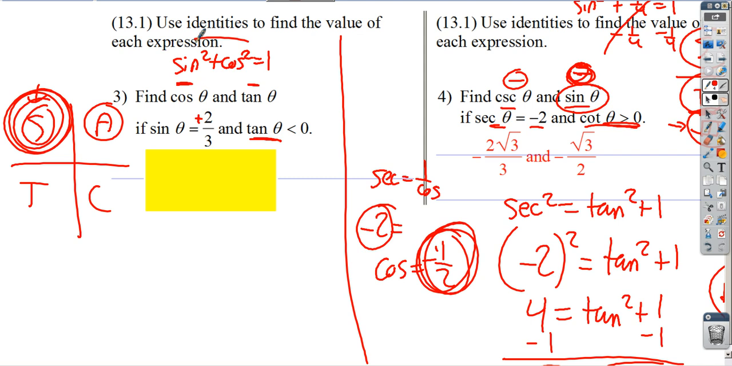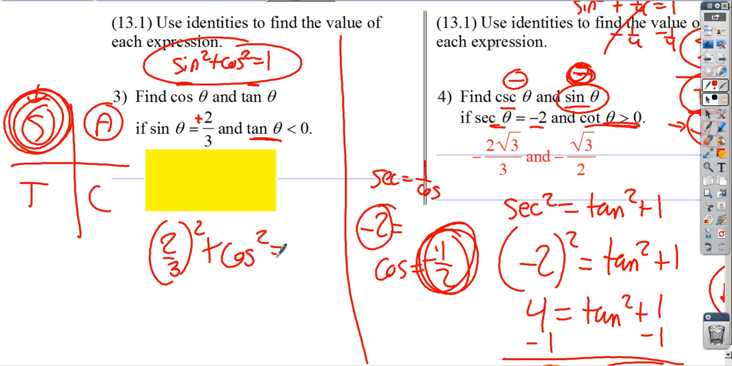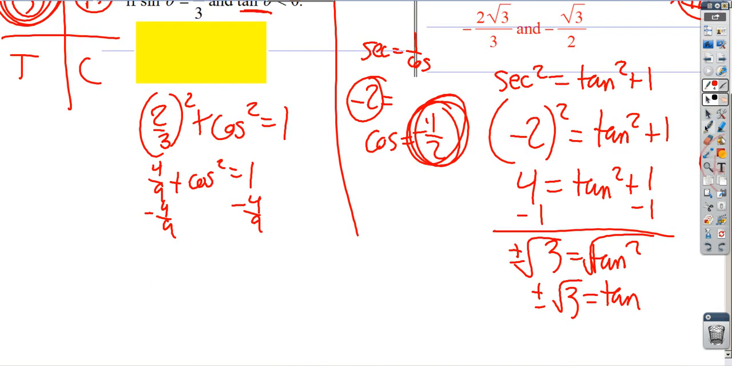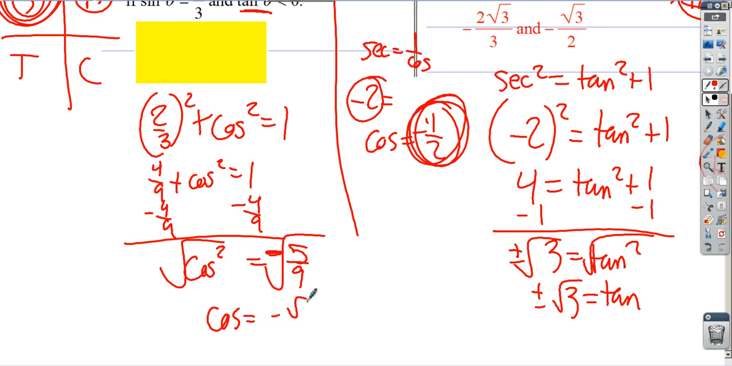Okay, so let's use this identity. So sine squared would be 2/3 squared plus cosine squared, we don't know that yet, equals 1. So 2/3 squared is 4/9. And then if we subtract 4/9 from both sides, we would get 1 minus 4/9 is going to be 5/9. So we'll have cos squared is equal to 5/9. In the beginning we said it's going to be negative, so when we square root, I'm just going to put the negative there. Cosine is equal to -√5 over the square root of 9 is 3. So -√5 over 3 would be cosine.